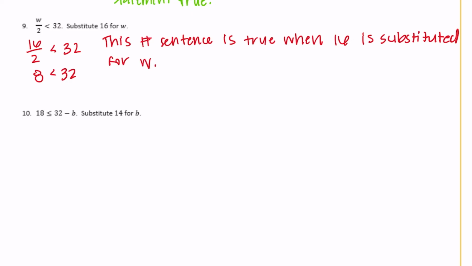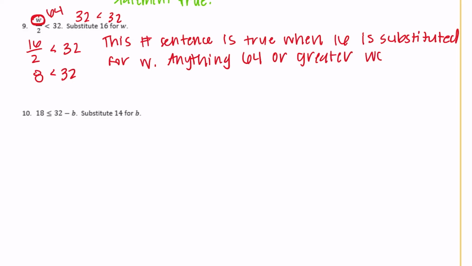So how could we make this false? What could we put here? What could we divide by 2 to get 32? So I'm going to go backwards and multiply 32 by 2 and get 64. So if I put 64 there, I would get 32. And 32 is not less than 32. So anything 64 or greater would make the sentence false.